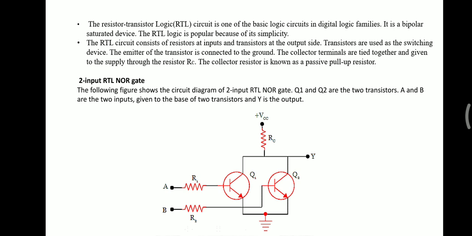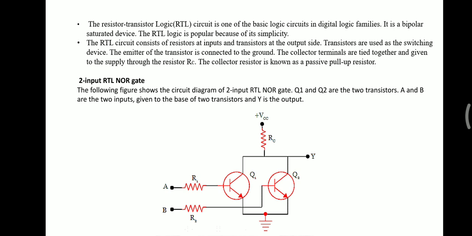Here the RTL circuit consists of resistors at the input and transistors at the output side. We have two inputs A and B, and a single output, Y. Transistors are used as switches, since we know transistors are mainly used as switching devices. Here we are using two transistors, with resistors connected at the input side, and we take the output from the transistors at the output side.